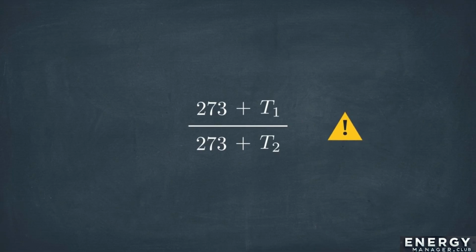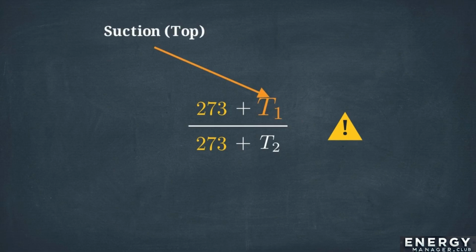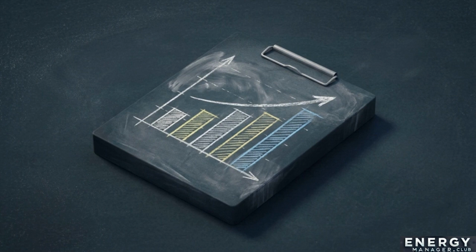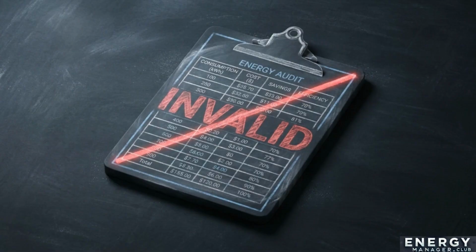This is where exams trap you. First, you must convert your Celsius temperatures to Kelvin by adding 273. Second, T1 is always the suction temperature on top, and T2 is the receiver temperature on the bottom. If you skip this temperature correction, your calculated FAD will look much better than it actually is. That falsely high efficiency rating will invalidate the rest of your energy audit.